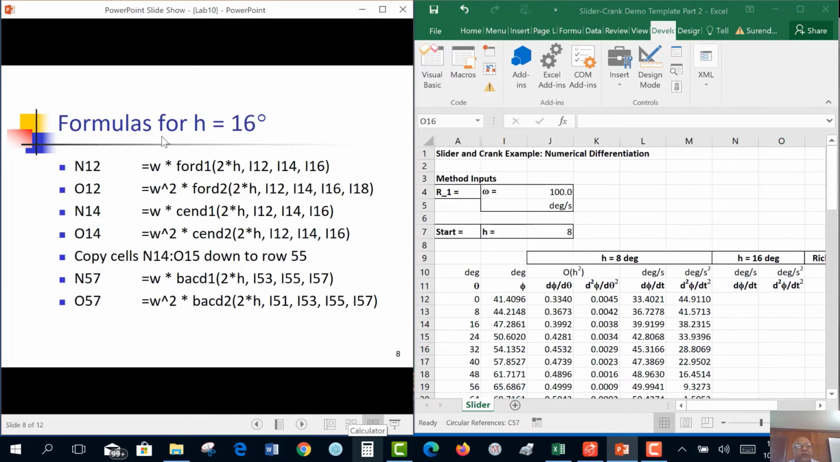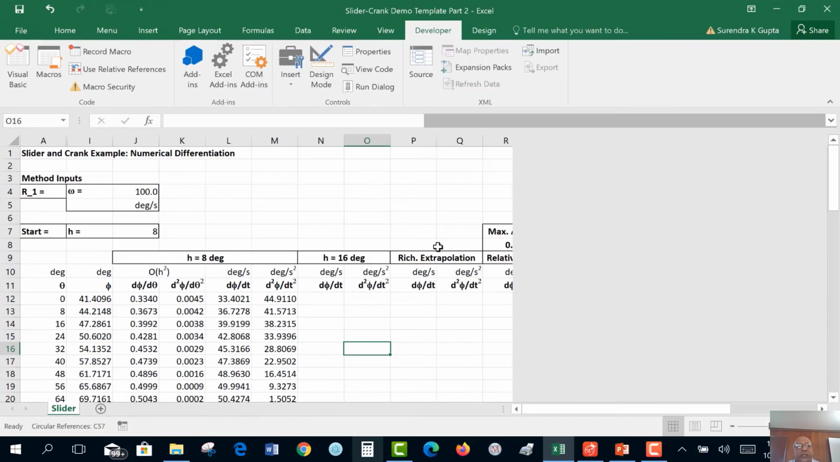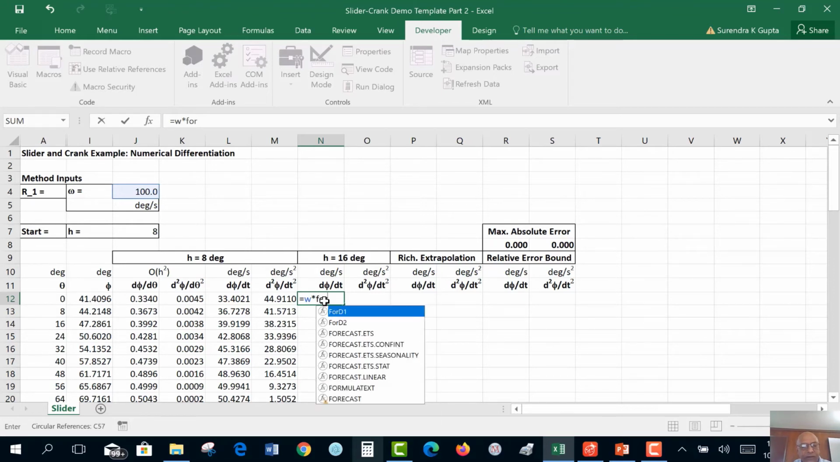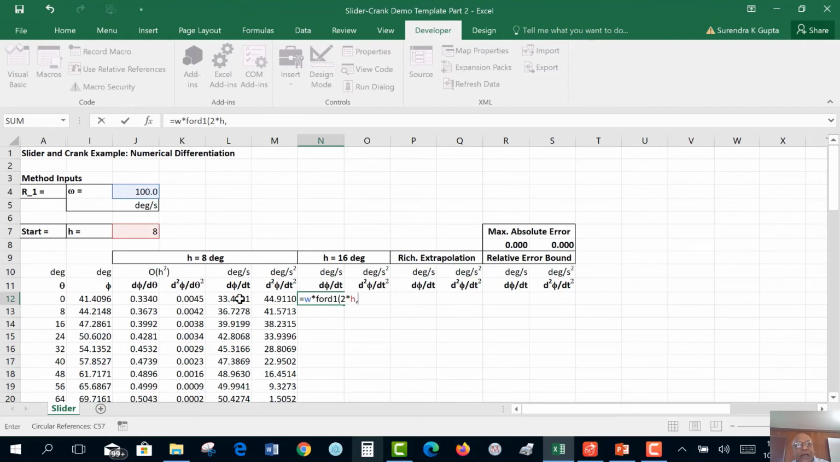So here are our formulas for H equal to 16 degrees. I'm going to maximize my spreadsheet so I can see it. We are going to multiply by omega directly and then take the derivative. So forward difference, first derivative, we are using 2 times H and we need 3 values. So this is going to be our first value. We skip the second value, skip the third value.